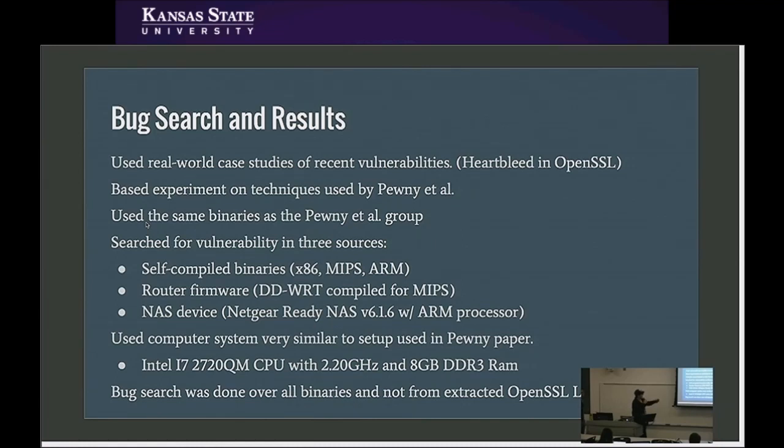And then they searched for the vulnerability in 3 different sources: self-compiled binaries, router firmware, and then a NOS device. And then they used a computer system that was very similar to the Pewny paper, as you can see here. Listed the specs. They said it was actually a little bit slower than the computer that they used, but the big difference between the 2 searches was that this program actually searched all binaries, and they didn't actually extract anything from the OpenSSL libraries like the Pewny paper did.